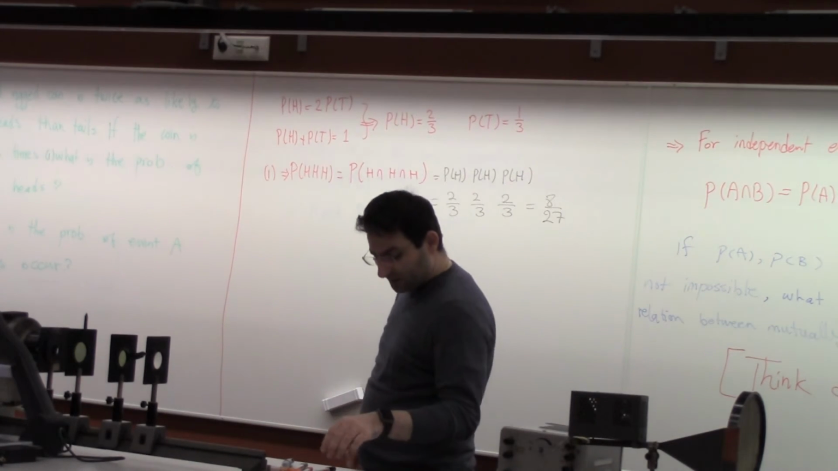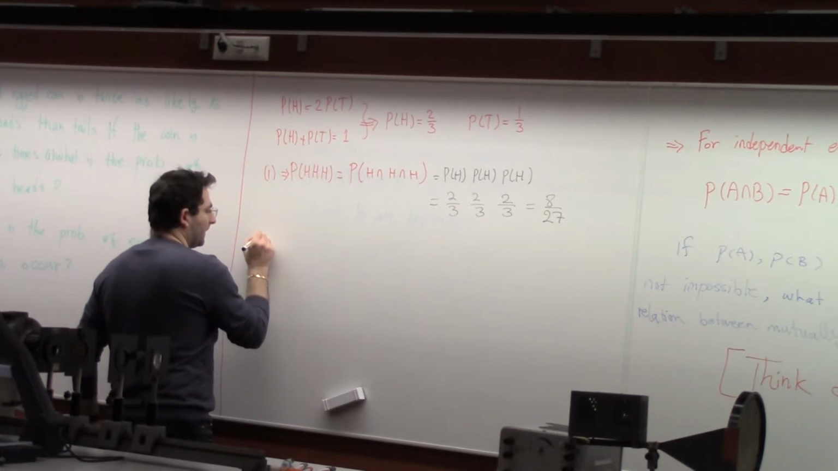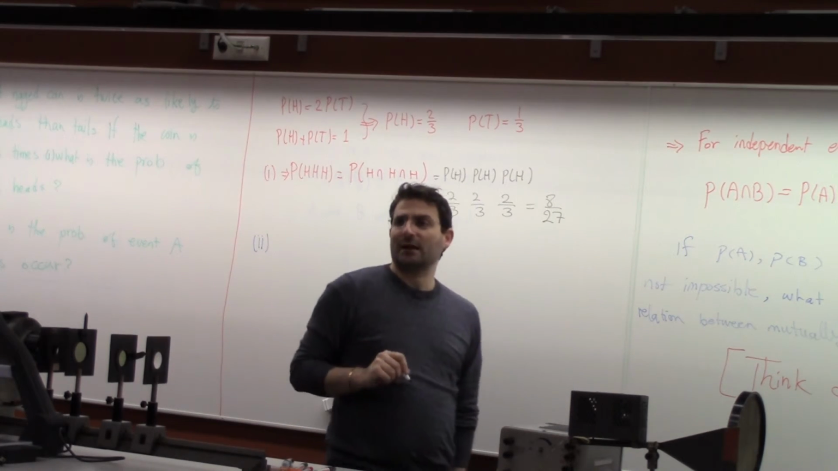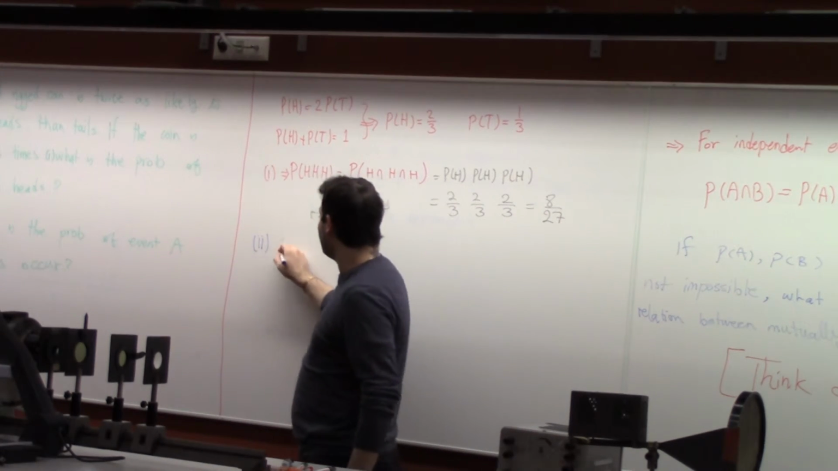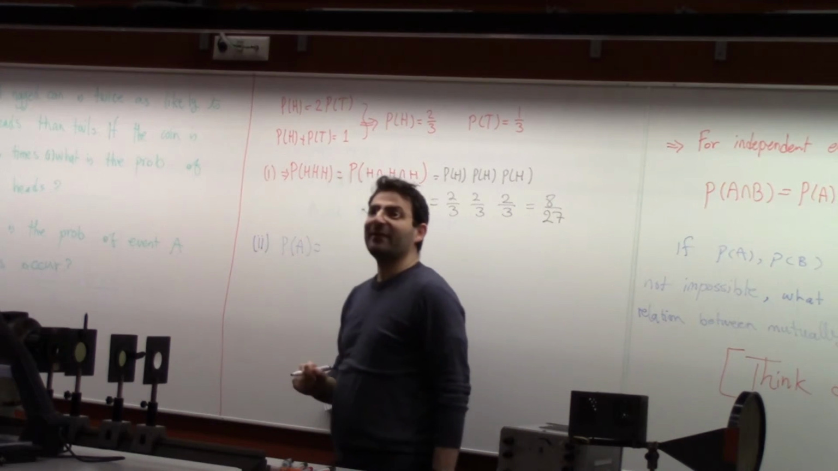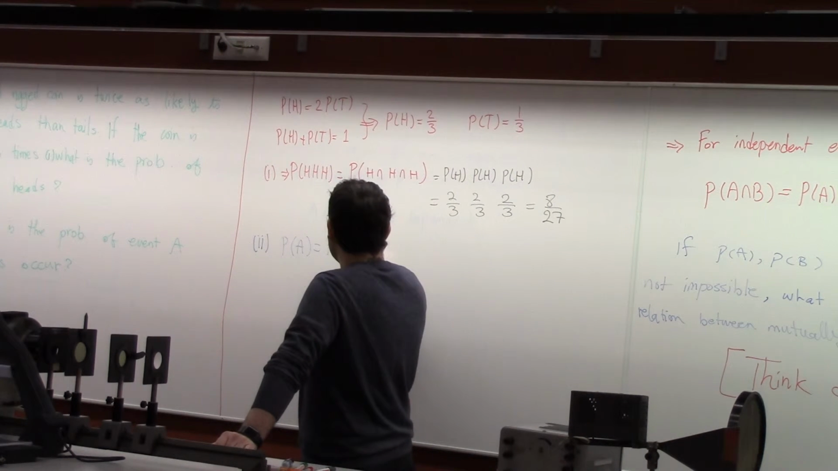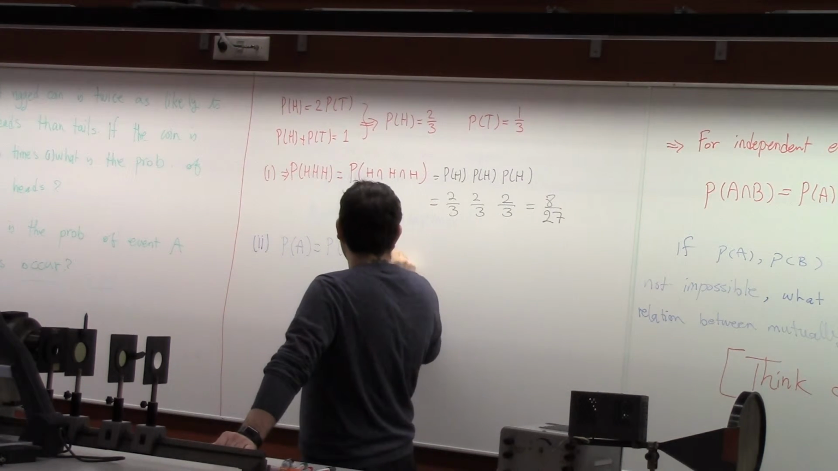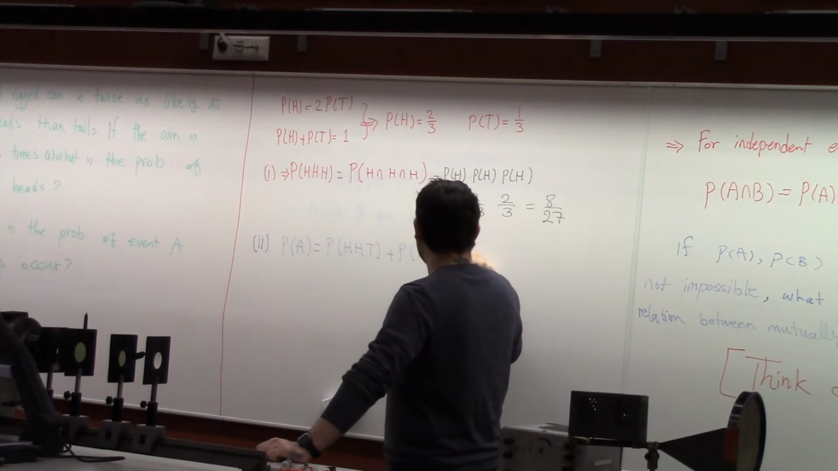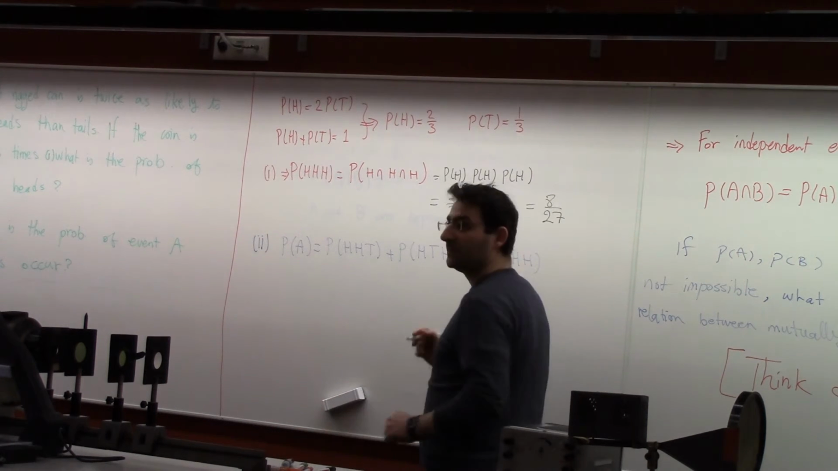In the second part, we want to see what is the probability of A, which is having two heads. In other words, it's the probability of having head, head, tail, plus the probability of head, tail, head, plus the probability of tail, head, head. Right?